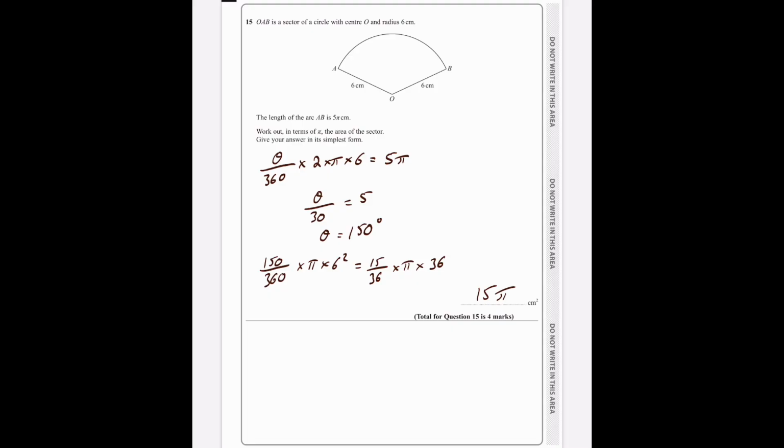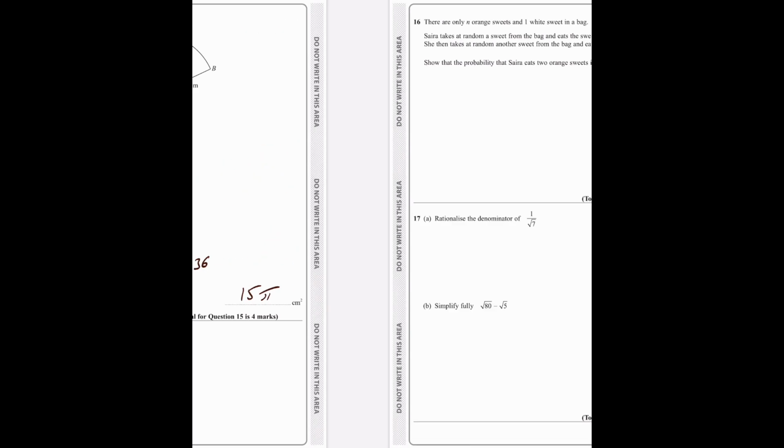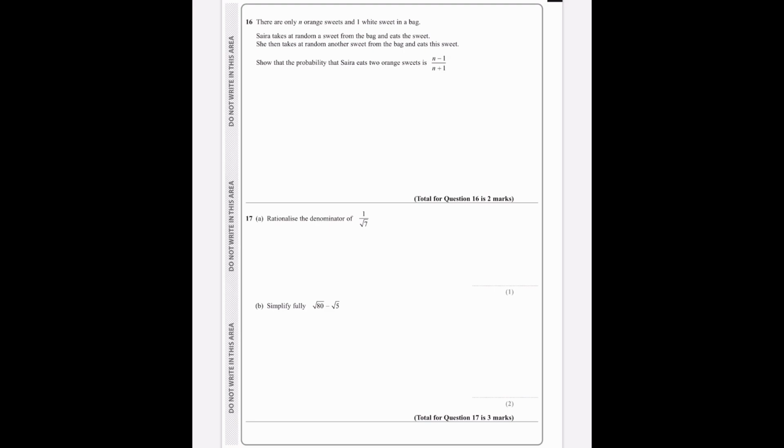That way the 36's cancel nicely, leaving me with 15 pi. For the orange suite, we need an orange suite and an orange suite. So there's n out of n plus 1 for the first pick, and then one fewer orange suite and one fewer total number of suites for the second pick, so n minus 1 over n. Multiply those two together, multiply the numerators and denominators, cancel the n's, and we're left with n minus 1 over n plus 1.